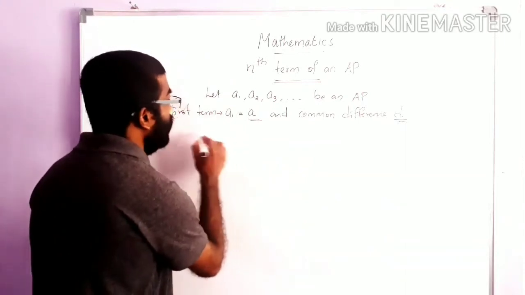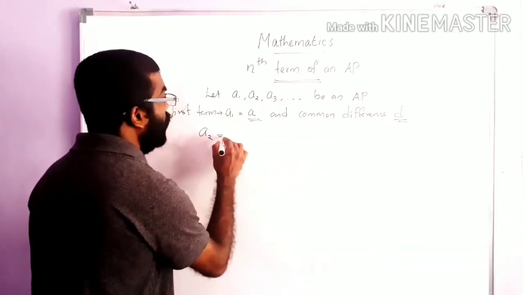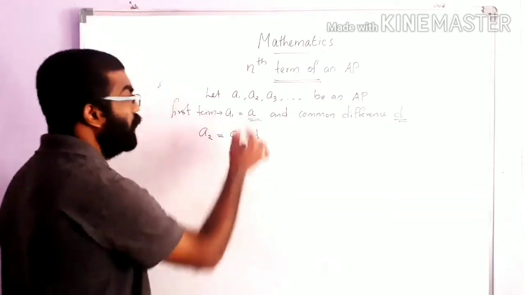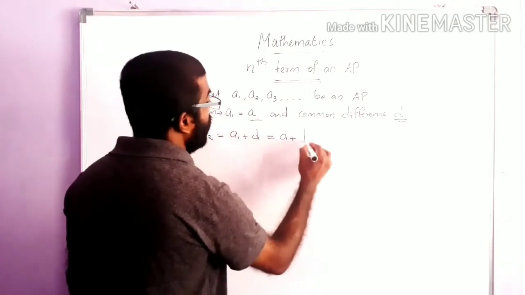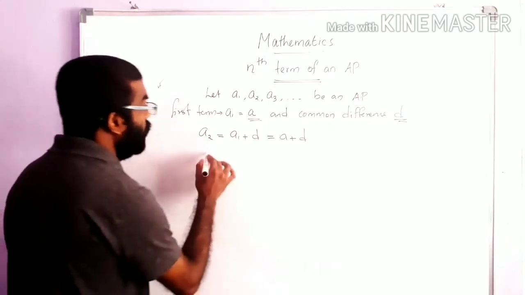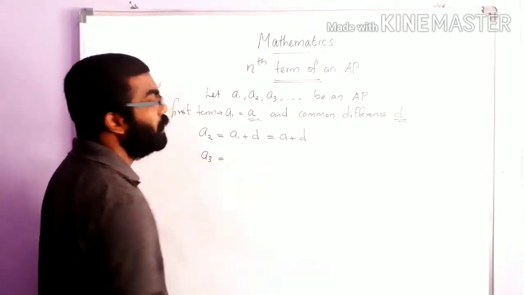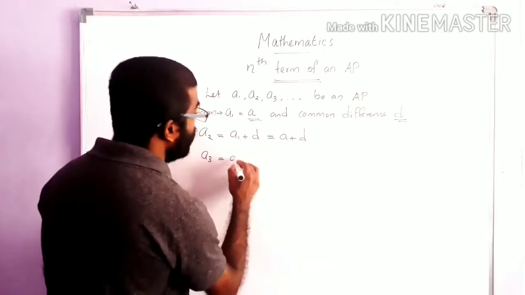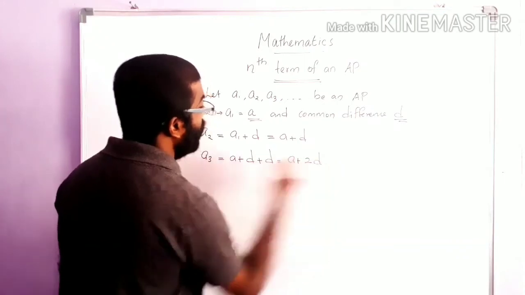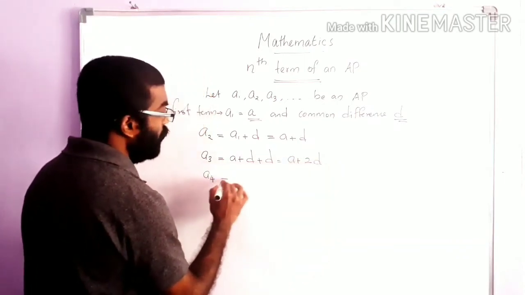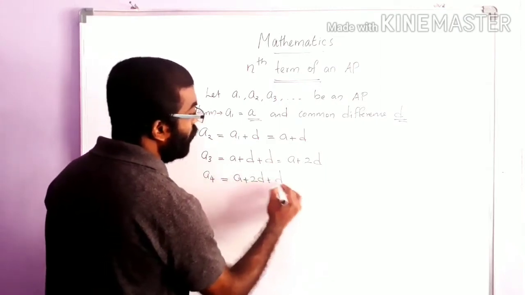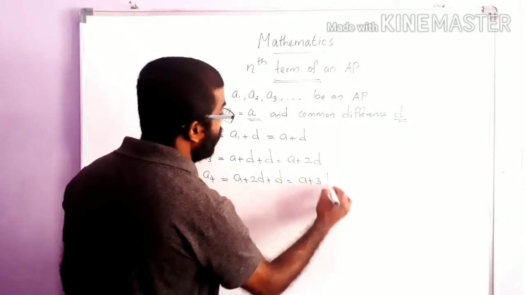Now what will be the second term? Then we can write A2 is equal to first term plus common difference, that is A1 plus D. A1 we take as A, so A plus D. So A2 is equal to A plus D. Now the third term A3 is equal to second term plus common difference, that is A plus D plus common difference D, that is A plus 2D. And the fourth term is third term plus common difference, that is A plus 2D plus D, and it will be equal to A plus 3D.